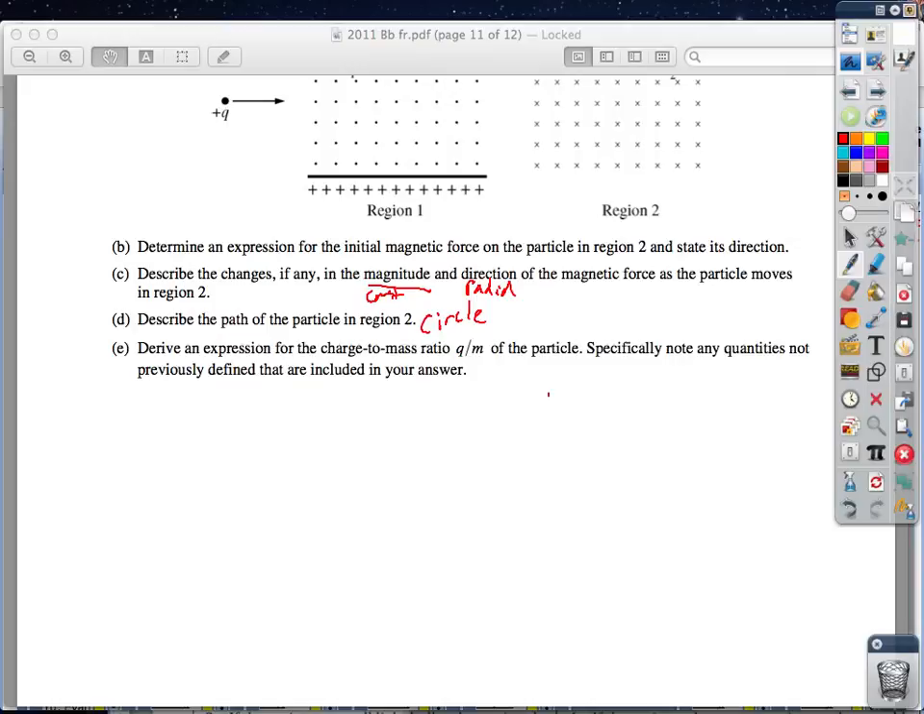So I'm going to just write it there. We said FB was equal to QE over B1, B2, and then that's going to give us mv squared over R. Is everybody cool with that? Like, why did I write this?